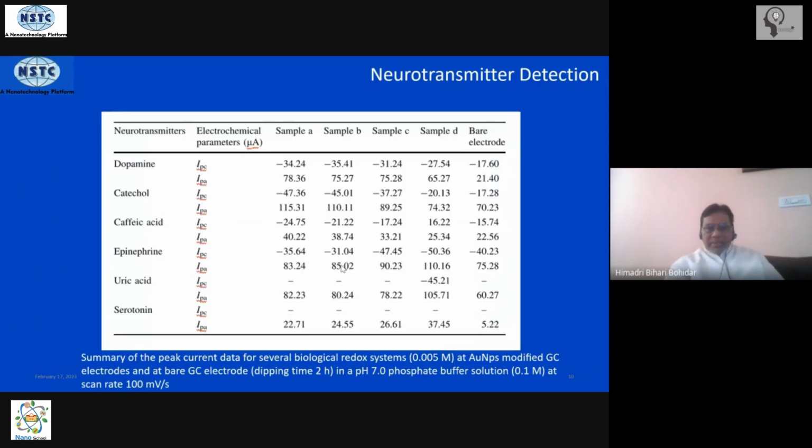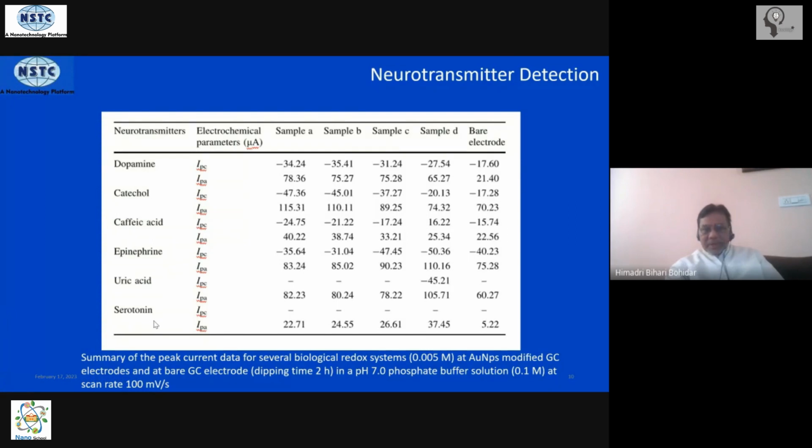Now the different neurotransmitters like dopamine, catechol, caffeic acid, uric acid, serotonin, etc., they're all listed here. This is the peak cathodic current, peak anodic current. 4 different samples are tested here. And this is the bare electrode value. And from there you see what is the sensitivity for different neurotransmitters here. For instance, you see the last 2 things.